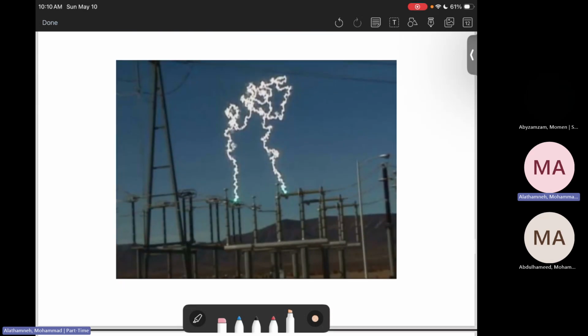This is an example of the arc. Here, it's in an isolator, not in a circuit breaker. When there was a circuit breaker failure and the isolator was opening, there are two moving contacts. Once these moving contacts move, it will produce a big arc like this because the air is ionized. Since it's ionized, it will cause that big arc.